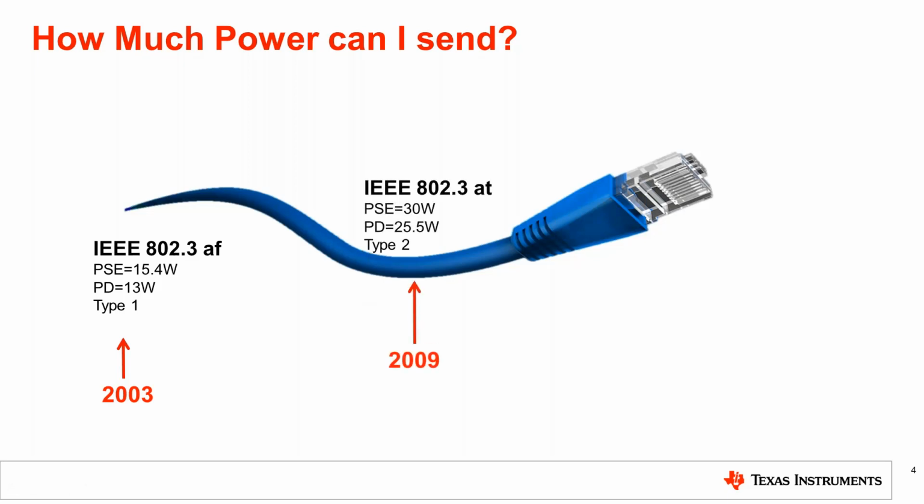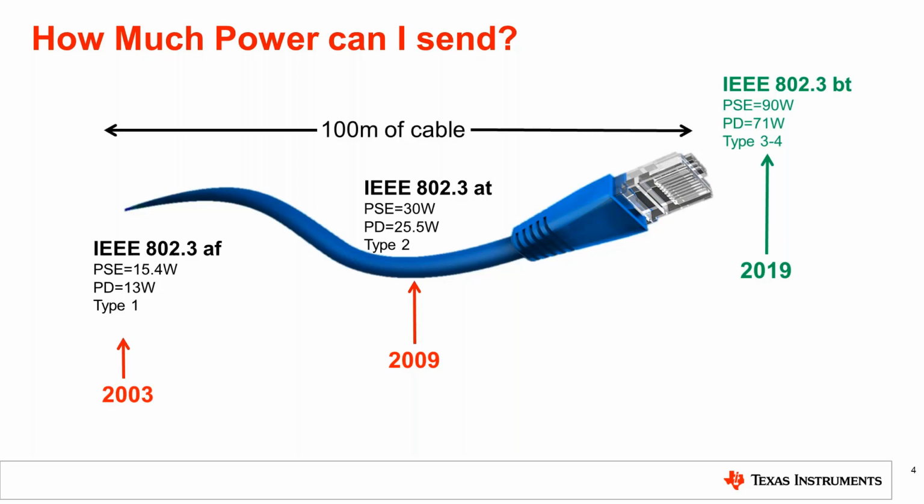In 2009, the IEEE 802.3at standard was introduced, which enabled us to send up to 30 watts from the PSE and to receive 25.5 watts on the PD. Then just last year, in 2019, the bt standard came out, which tripled the amount of power that we can send. The PSE can now send 90 watts of power, and a PD can receive up to 71 watts, again after 100 meters of Cat5e cable. So the need for more power has evolved over time, and the IEEE committee has responded by redefining the 802.3 standard to enable higher power to be sent.